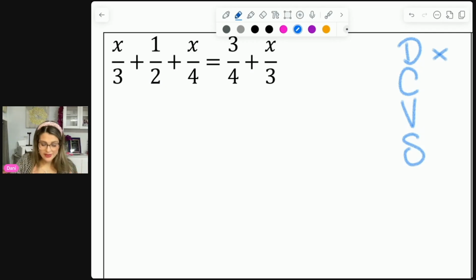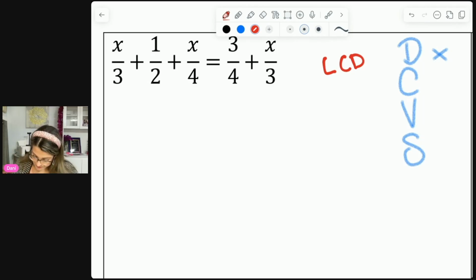Well, I do have some terms with x's in them, but they are all fractions with different denominators. So this is a fun one where in this case, we need to find the least common denominator first. So we have 3, 2, and 4, and the least common denominator will be the least common multiple of the denominators. If you are like, what's that? A number they all go into would be 12. So the LCD for this is going to be 12.